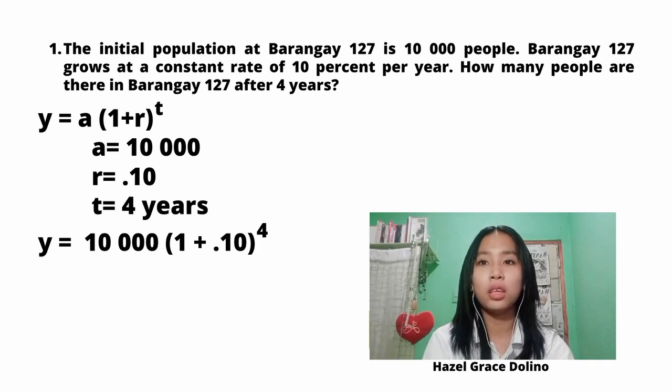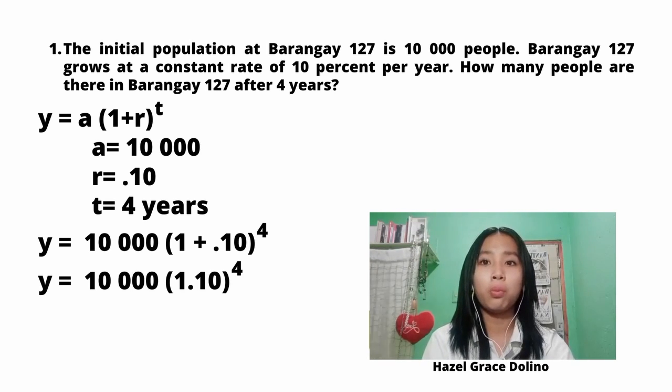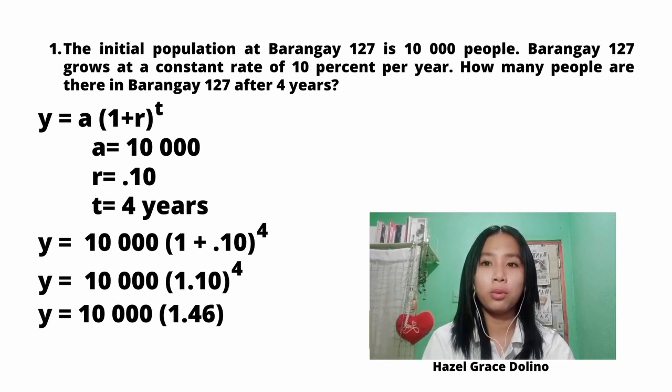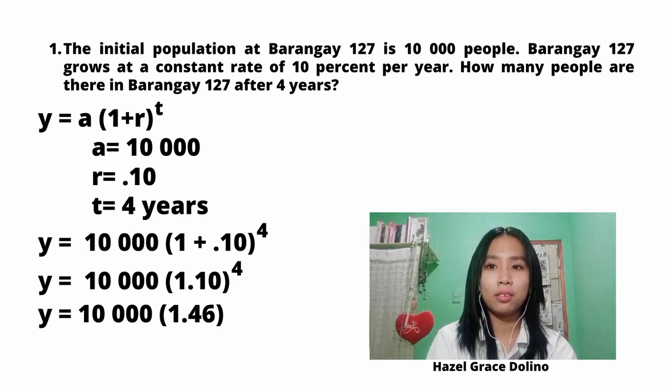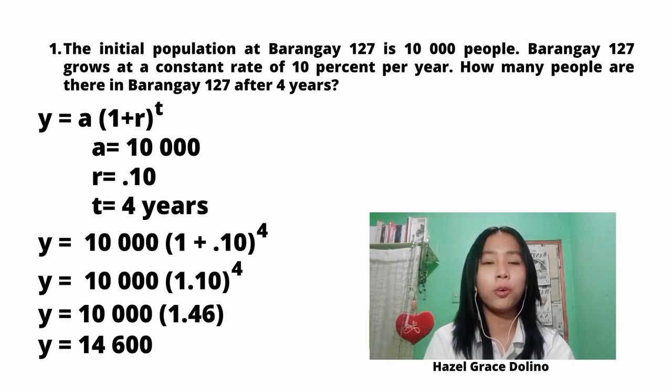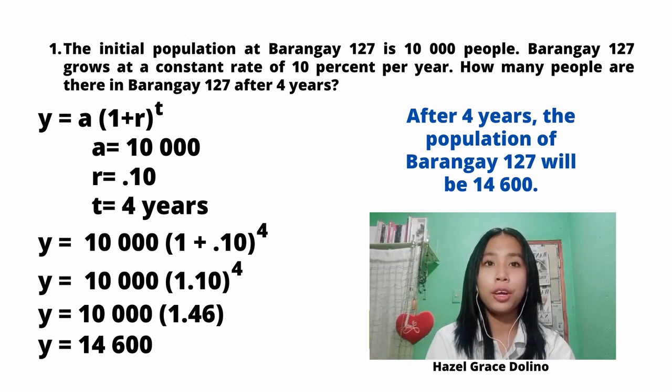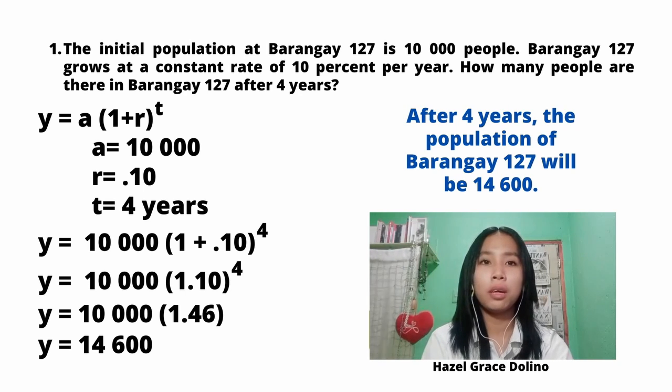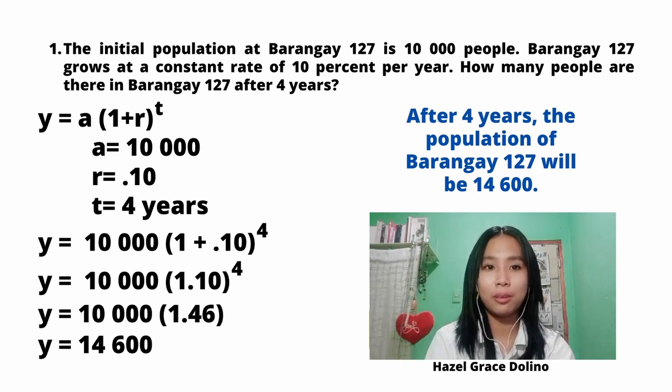So we substitute the given values, and as we see, there is a parenthesis. We evaluate the values inside the parenthesis first. 1 plus 0.10 is equal to 1.10 raised to the power of 4. With the power rule, we get the base 1.10 and the exponent 4. So we simplify, we get 1.46. And we evaluate the expression, we have 14,600. Therefore, after 4 years, the population of Barangay 127 will be 14,600.